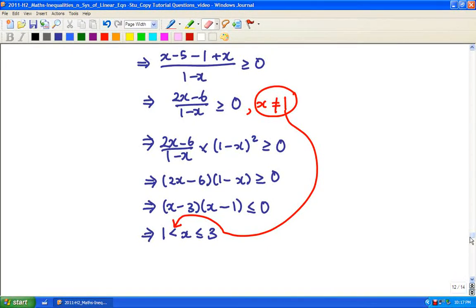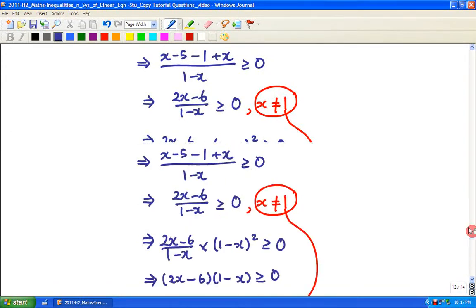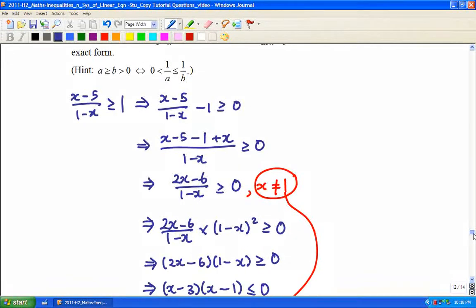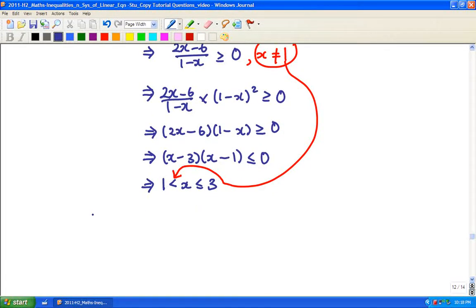we will read back the question. We are now asked to solve 0 less than (1 minus ln x) over (ln x minus 5) less than or equal to 1. What I will need to do now is use substitution. Let y be equal to ln x.